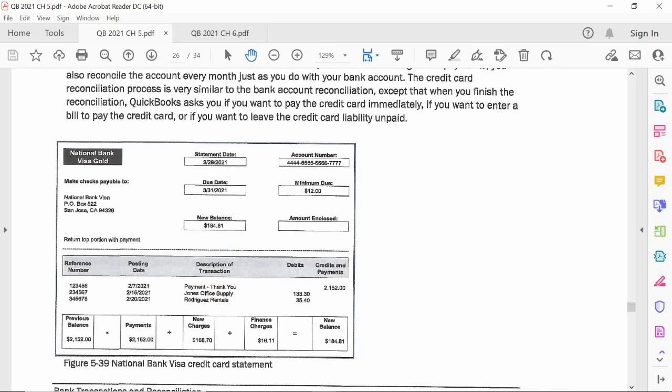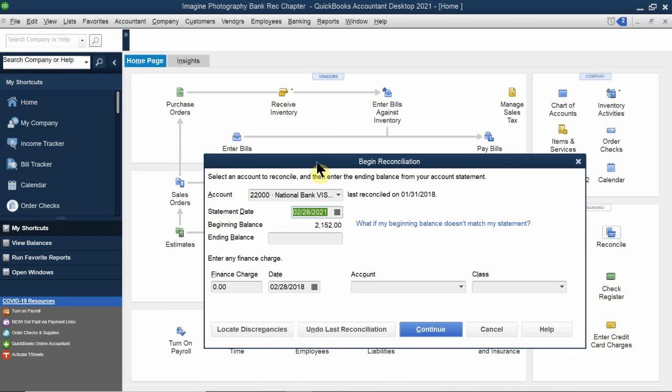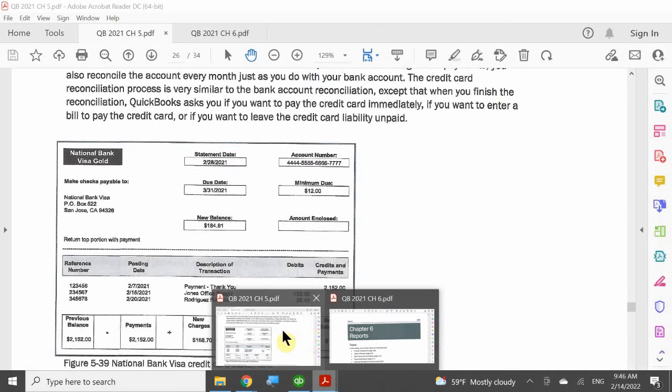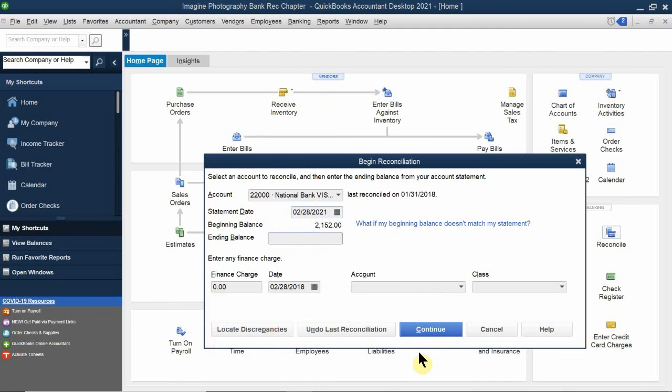$184.81 is what I want my bank account to end at. And in this case, I also need to make sure that my beginning balance was $2,152. Is that true? Well, let's take a look. If you look at your statement down below, my beginning balance was in fact $2,152. It says right here, your beginning balance. So in this case, that is correct. And my end goal is $184.81.